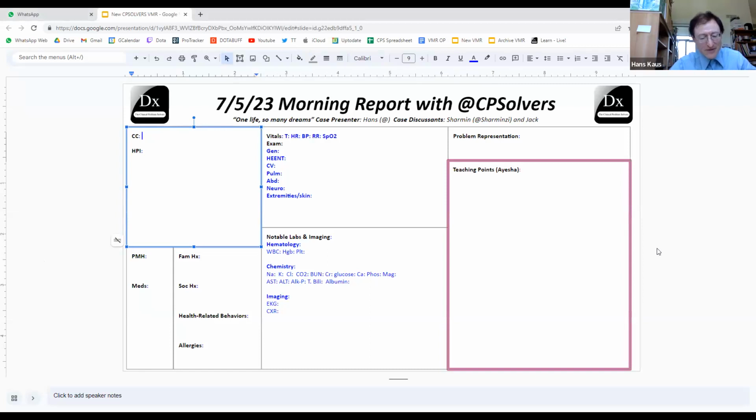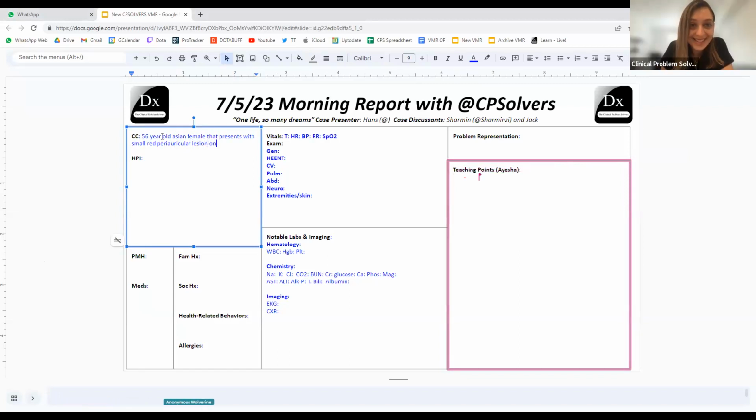Okay, I'll start with the first aliquot, which is the chief complaint. And I have a 56-year-old Asian female who presents with a small left periauricular erythematous lesion. So she has a small lesion on her left ear, around the ear.